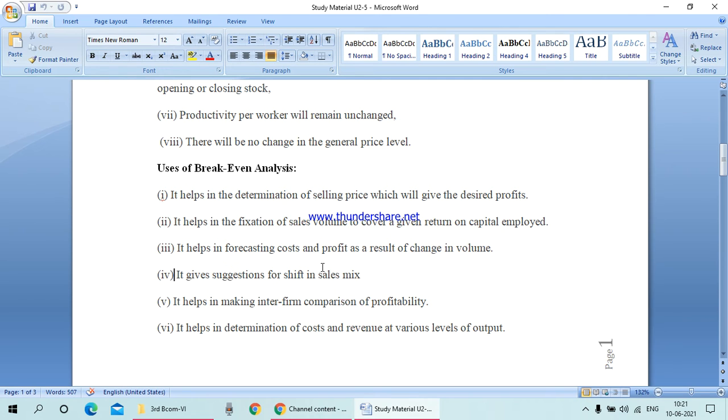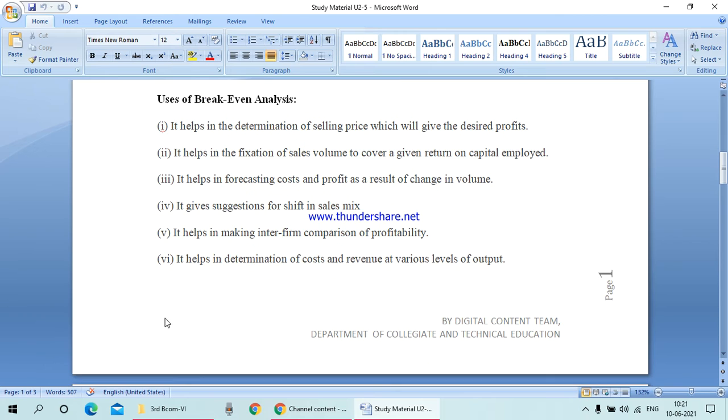Fourth, it gives suggestions for shift in sales mix. Fifth, it helps in making inter-firm comparison of profitability. Seventh, it helps in the determination of costs and revenue at various levels of output.